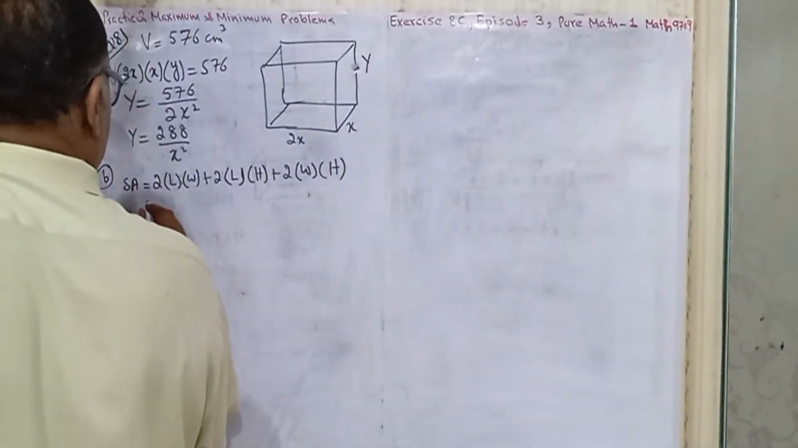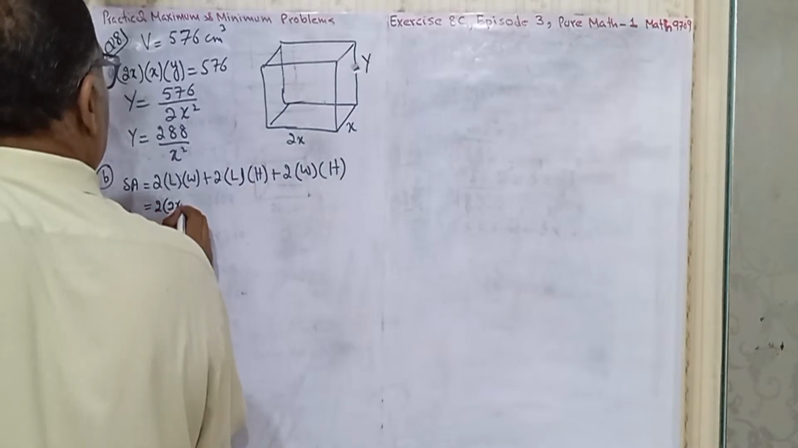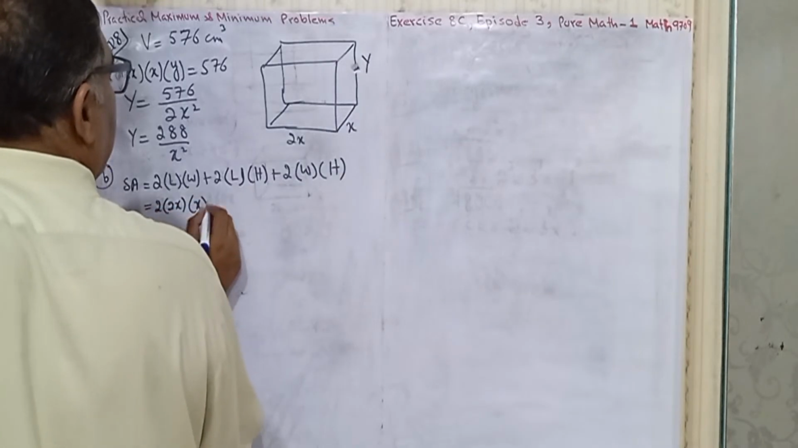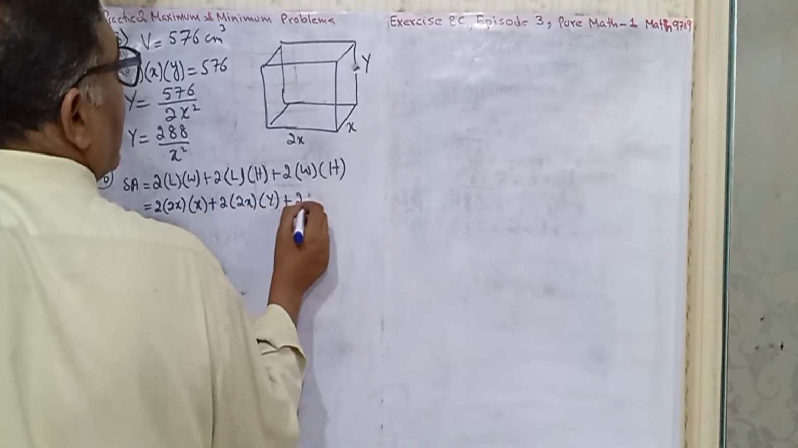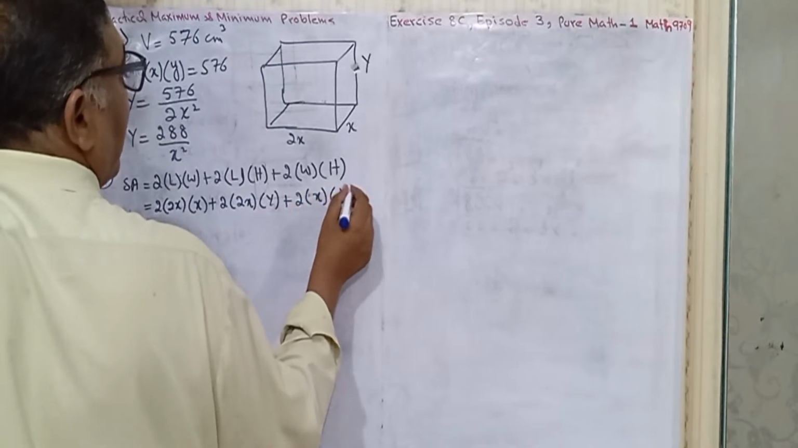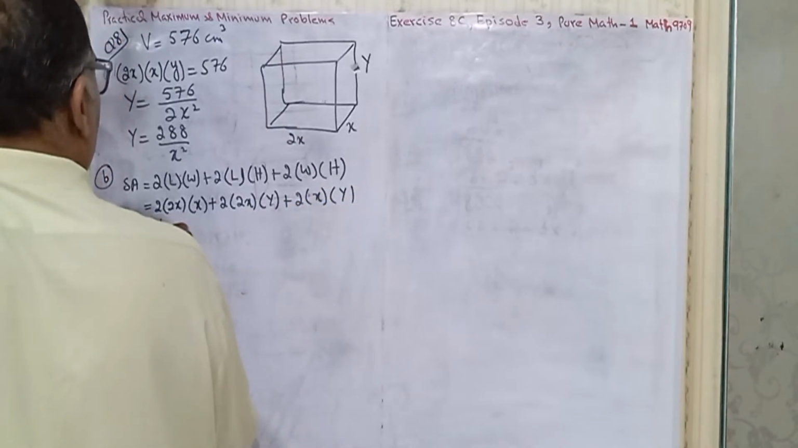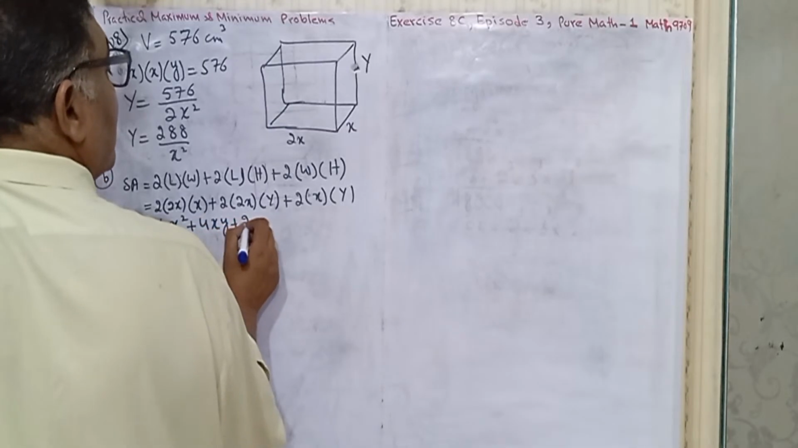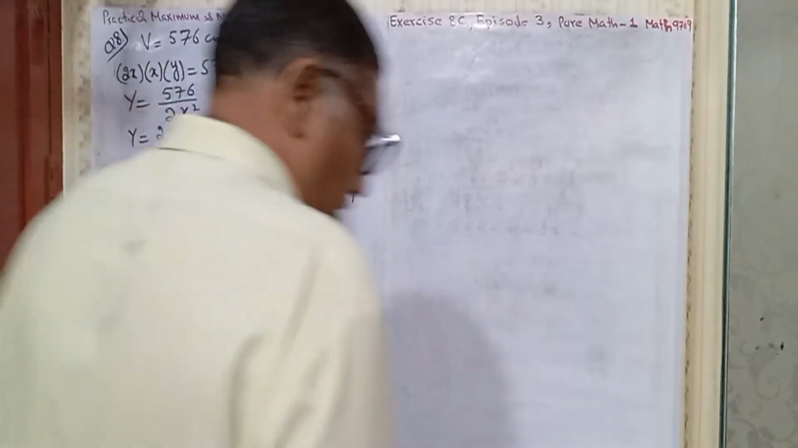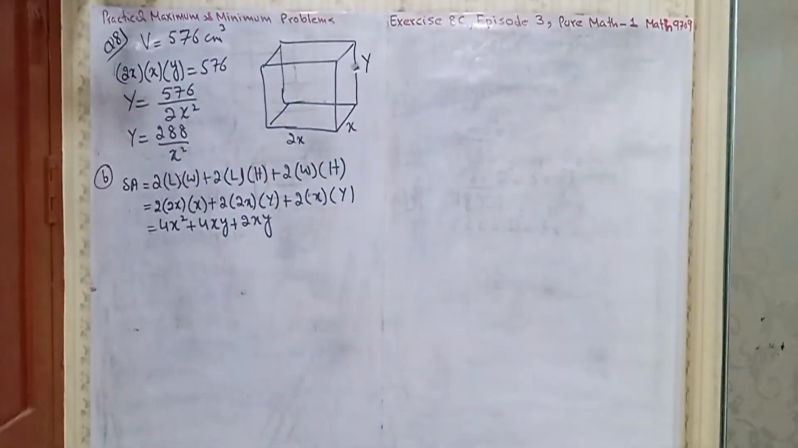The length is 2x, the width is x, and the height is y. So you will have 4x square plus 4xy plus 2xy. Now we have already found the value of y in terms of x, so we will substitute that value here. We know the value of y, so we can substitute that value here.